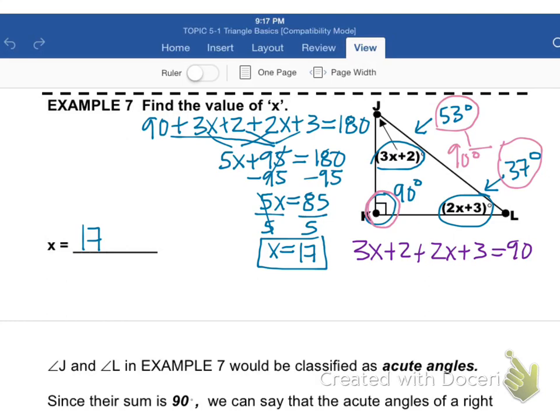Just make sure that you understand the difference between those two equations. One adds up all 3 angles to equal 180. One adds up just the 2 acute angles to equal 90. Don't get those mixed up.